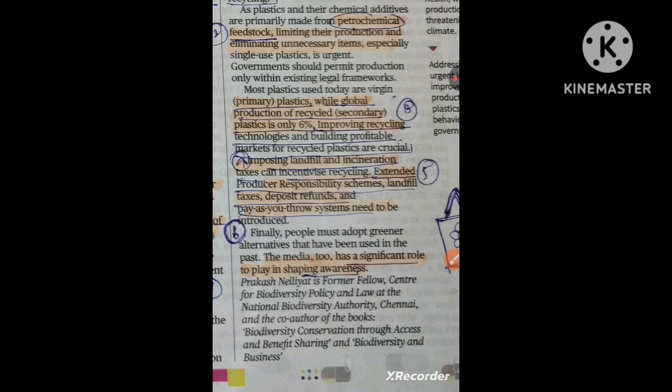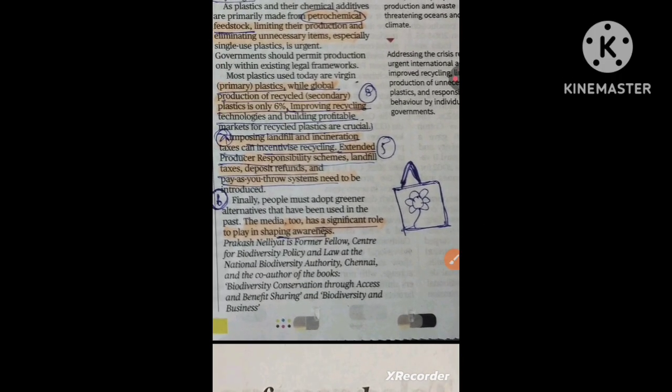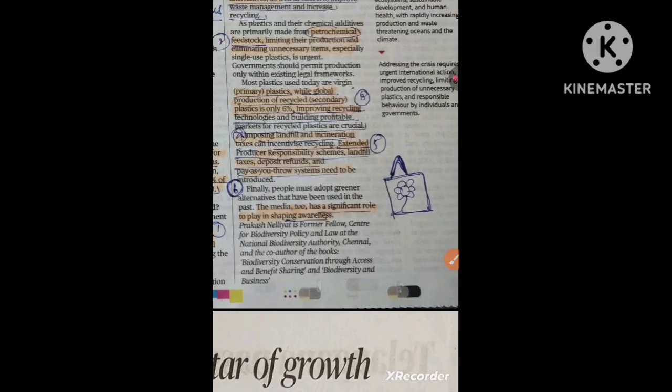Extended producer responsibility schemes, landfill taxes, deposit refund, pay as you throw. If you dispose of plastics, then you have to pay, you will be taxed, right? And then one thing also I realized is that people should adopt greener alternatives. We can have jute bags, right? We can have khadi instead of plastics. So that is an important remedy.